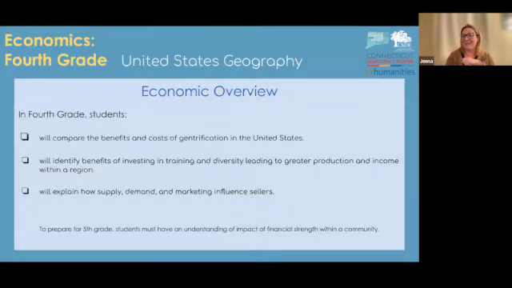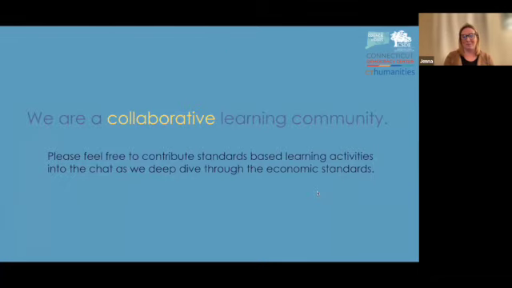So our fourth grade standards are: fourth grade students will compare the benefits and costs of gentrification in the United States. Fourth grade students will identify benefits of investing in training and diversity, leading to greater production and income within a region. And fourth grade students will explain how supply, demand, and marketing influence the market sellers.